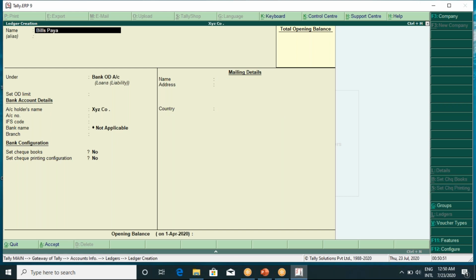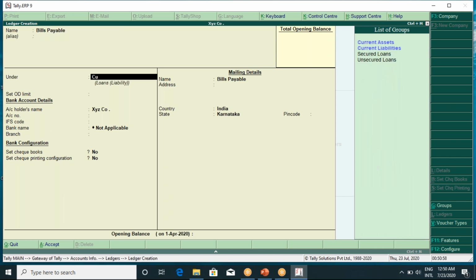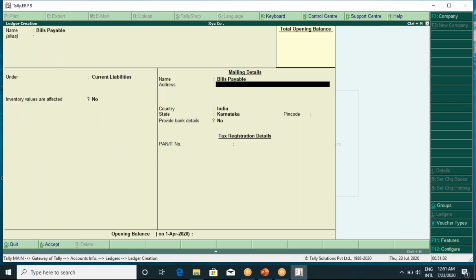bills payable. Bills payable is a current liability. If it were bills receivable, it would be a current asset. It should be: bills payable is a current liability. Next one is mortgage.